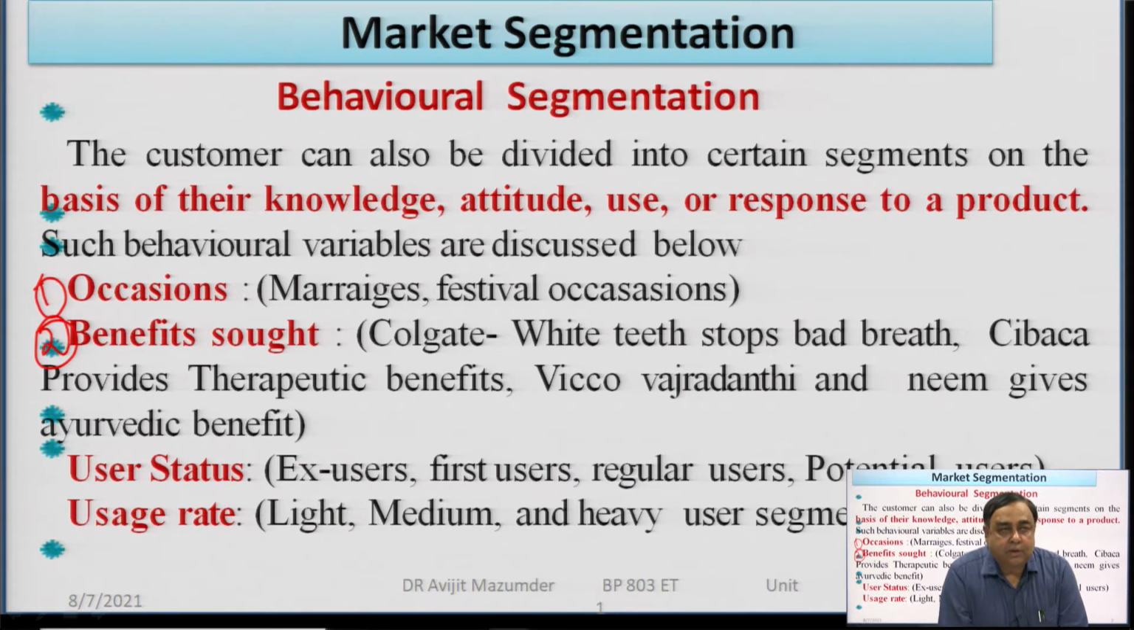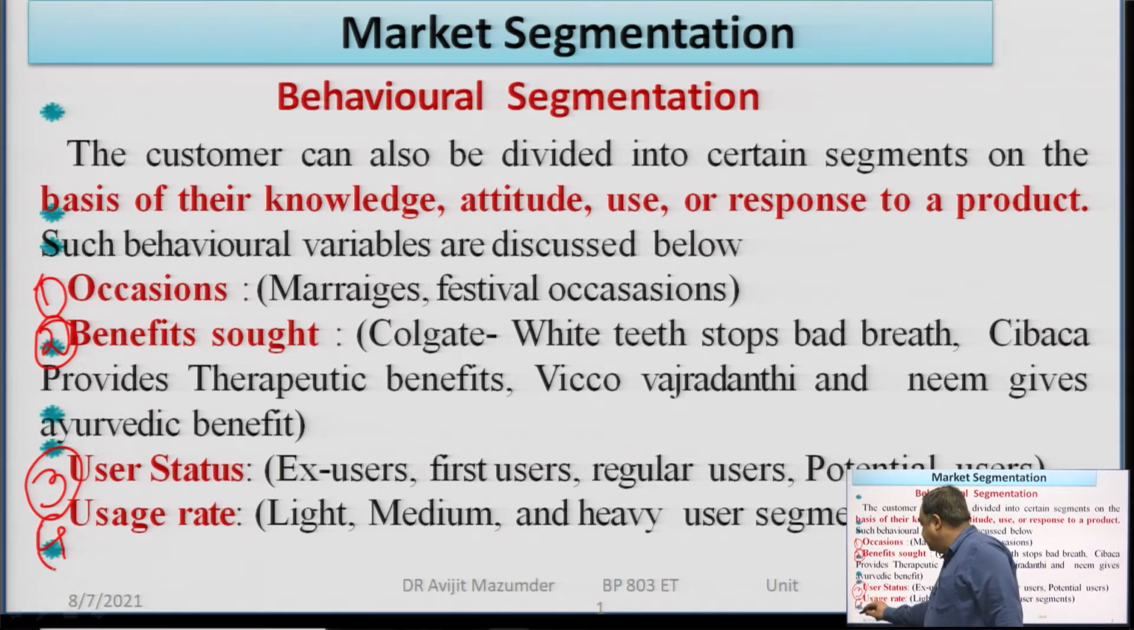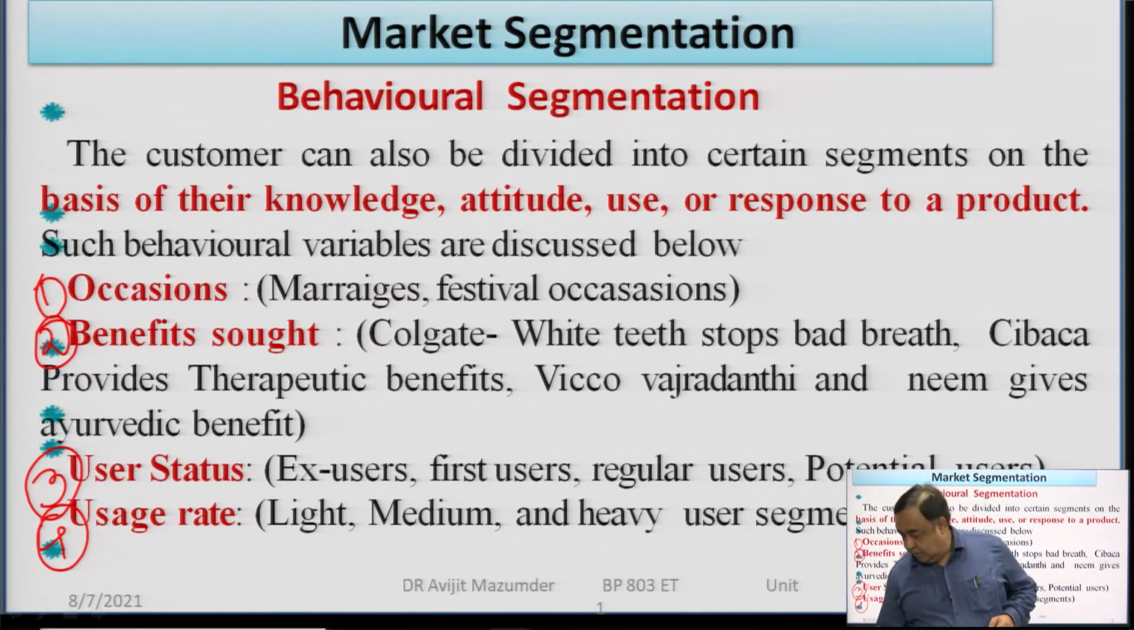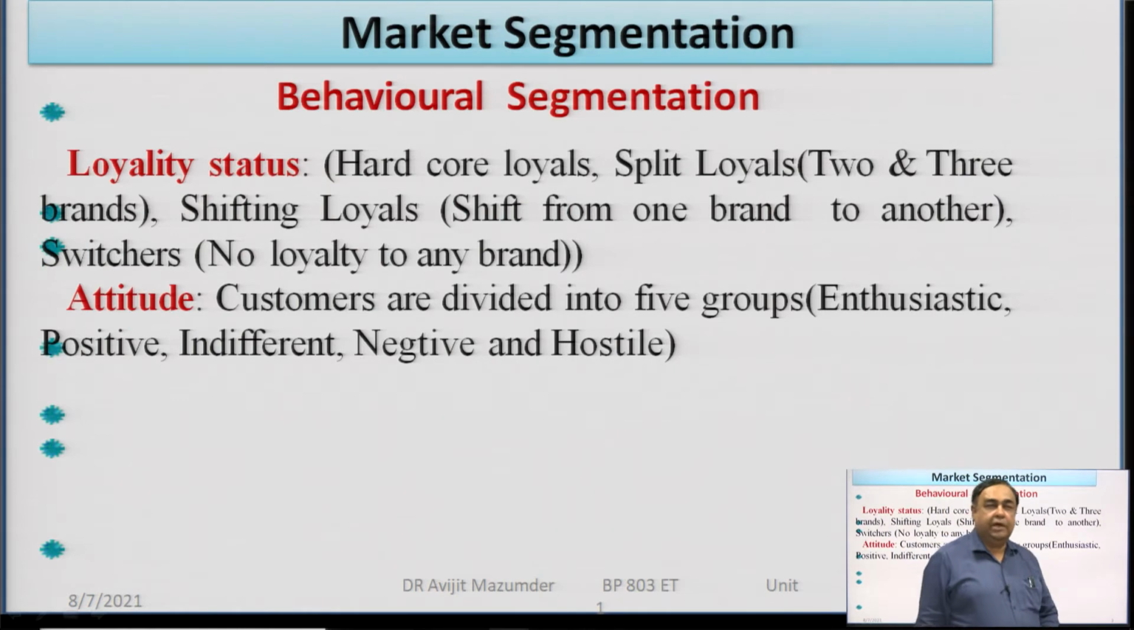Next is the user status. Another way of classifying is on the user status: ex-users, past users, regular users and potential users. And the fourth is the frequency or usage rate: light, medium and heavy user segments. These are the major 4 bases on which behavioral segmentation is carried out.